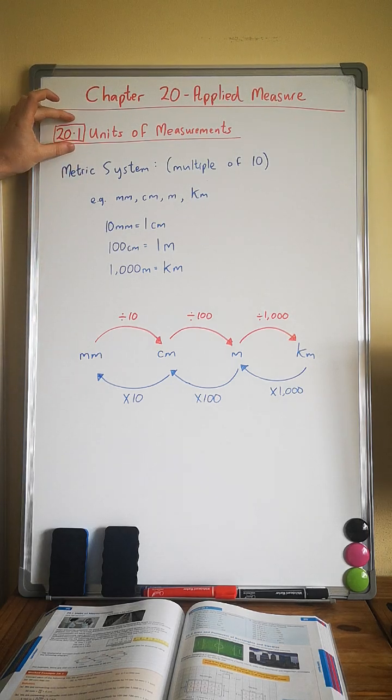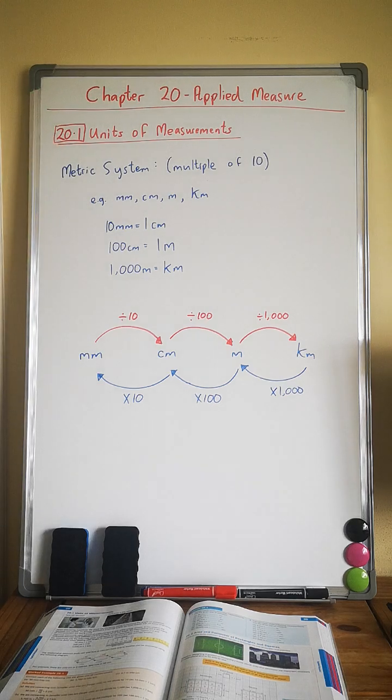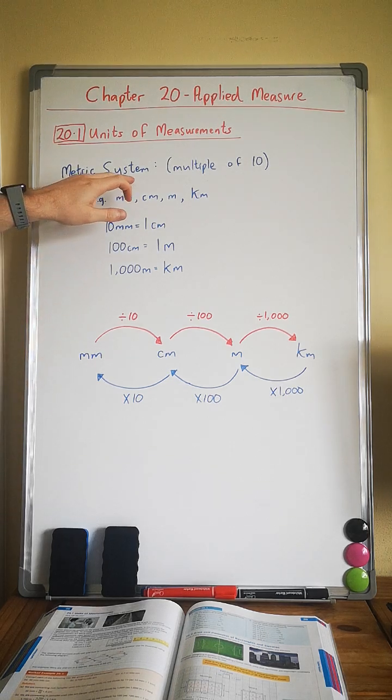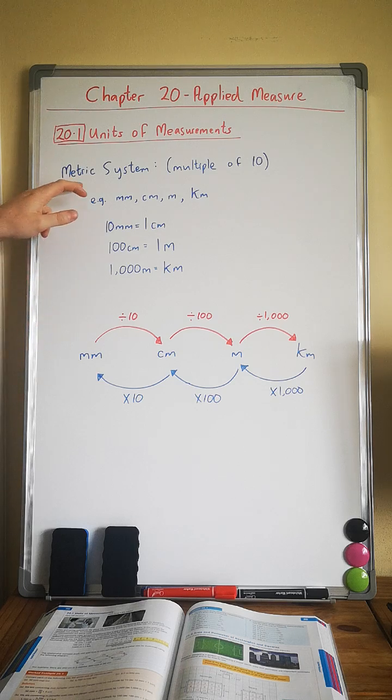This is just the sections. For your summer exam, which I'll explain at a later date, it's only going to be two sections. So 20.1 is the first section of this chapter. It's called units of measurements. So the main measurement system that we use is called the metric system.